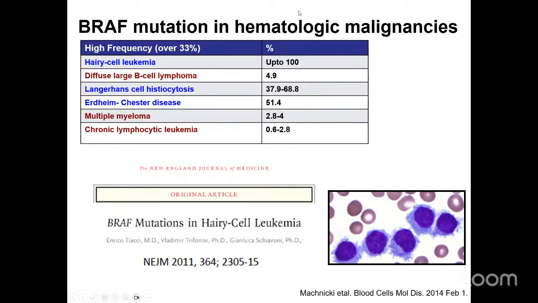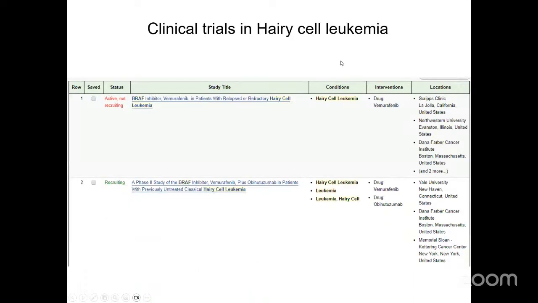Another mutation that is very kind of helpful in hematologic malignancies is a BRAF mutation. It is identified in most of the typical hairy cell leukemias, almost up to 100%, although there is a small subset that is not BRAF positive. But it is also seen in diffuse large B-cell lymphoma, in Langerhans cell histiocytosis, Erdheim-Chester disease, a very small percentage of multiple myelomas, and rare CLLs have been reported to have BRAF mutations. And this helps not only in the diagnosis, but also in clinical trials and treatment.